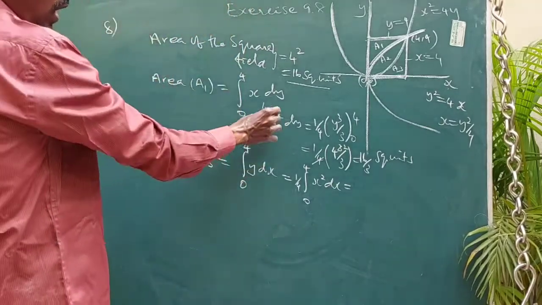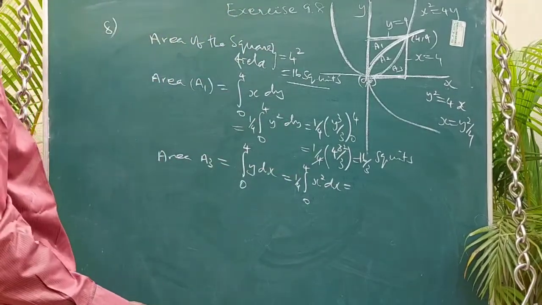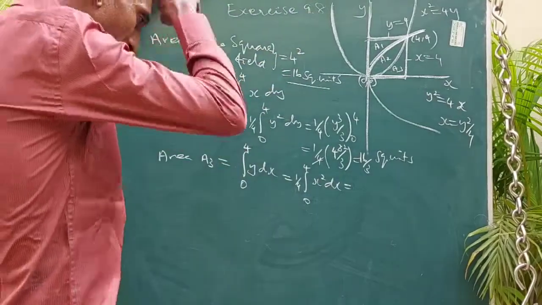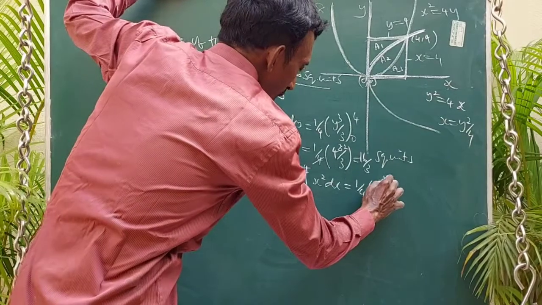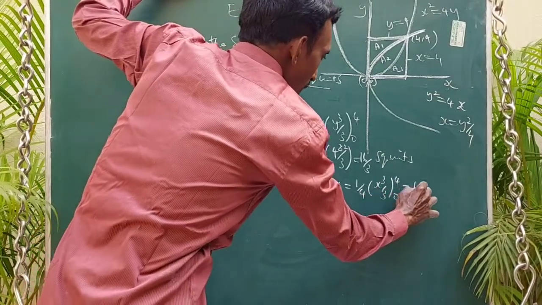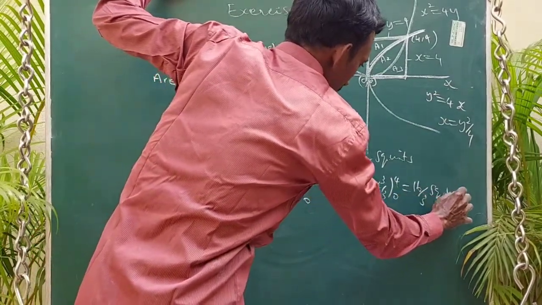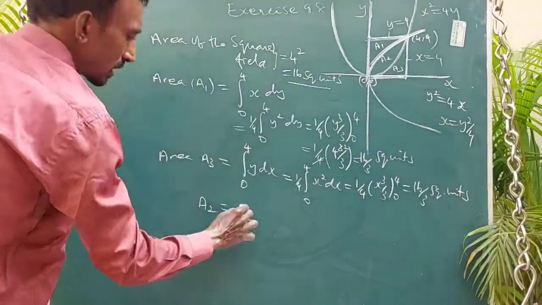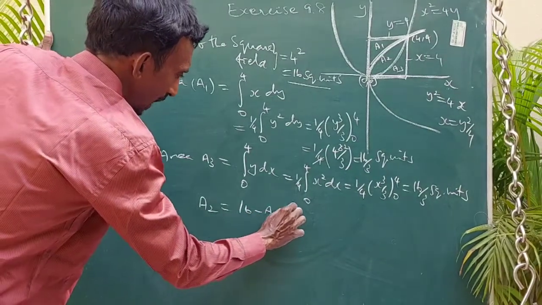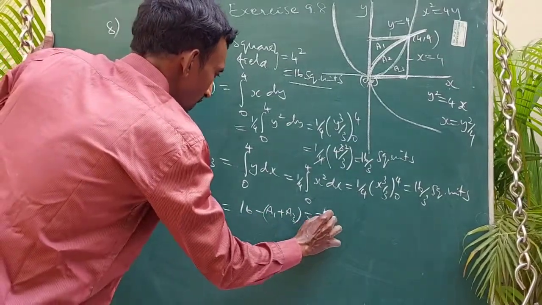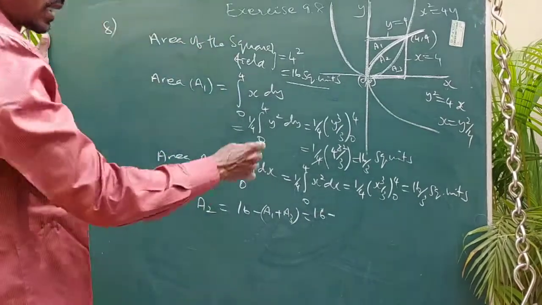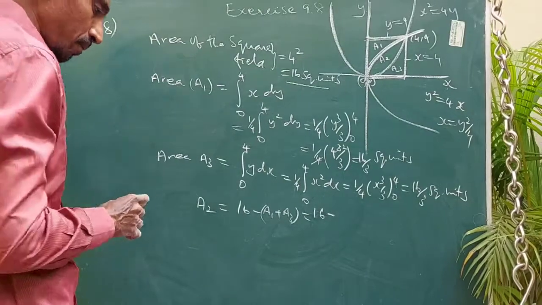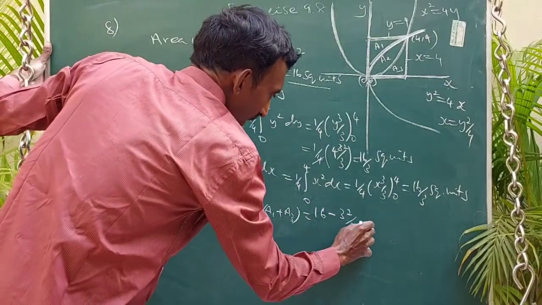So the same, only the change of variable does not affect the integral. If you want, you can put the answer directly, no need to apply this one. But anyway, 1 by 4, x cube by 3, 0 to 4, we are getting the same answer, 16 by 3 square units. Now A2 equal to 16 minus A1 plus A3. So 16 minus 16 plus 16, what is there? We are getting 32 by 3.